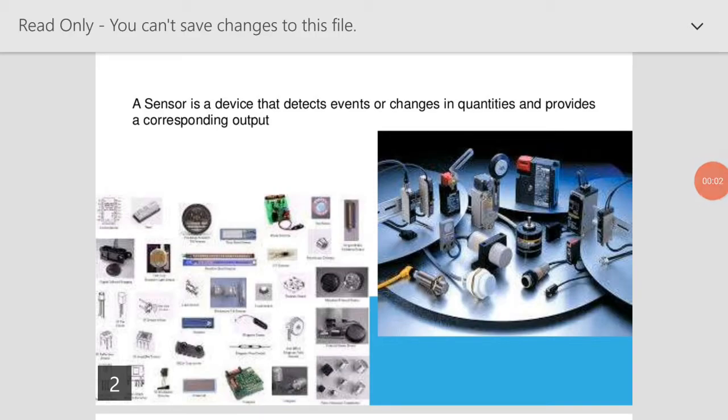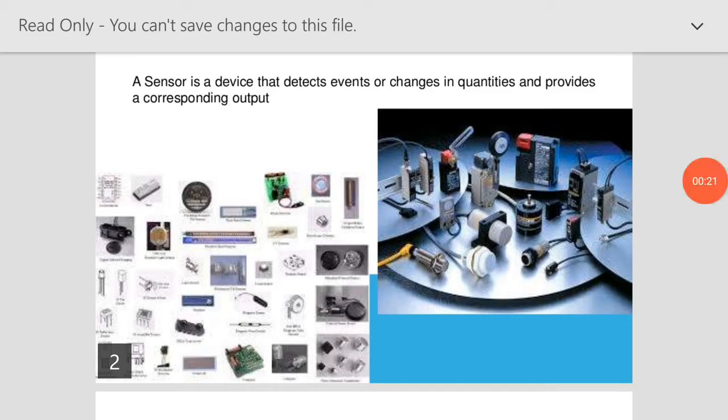Hello to all. In today's video lecture we see the different types of sensors which are practically used. Firstly, in the first slide we see that a sensor is a device that detects events or changes in quantities and provides a corresponding output.